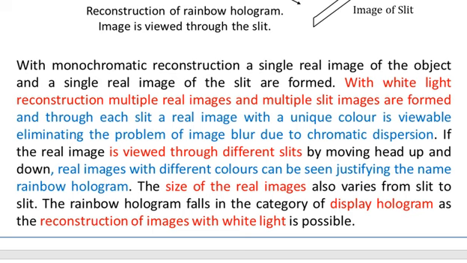If the real image is viewed through different slits by moving the head up and down, real images with different colors can be seen, justifying the name rainbow hologram. The size of the real images also varies from slit to slit. The rainbow hologram falls in the category of display hologram, as the reconstruction of the images with white light is possible.